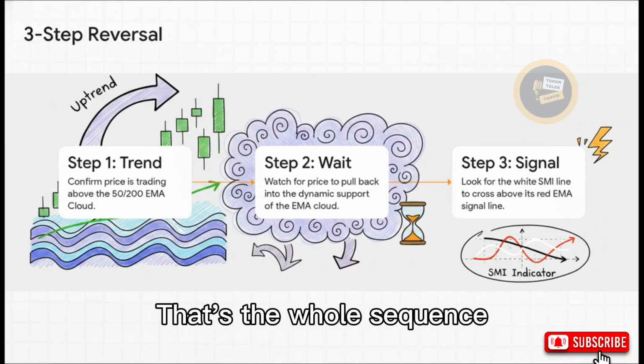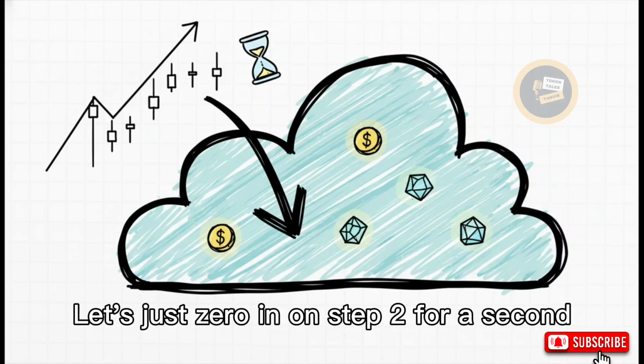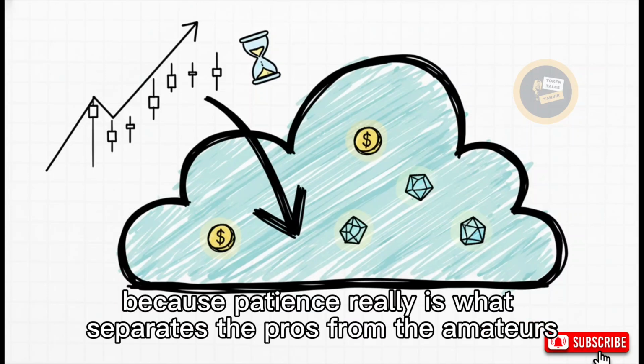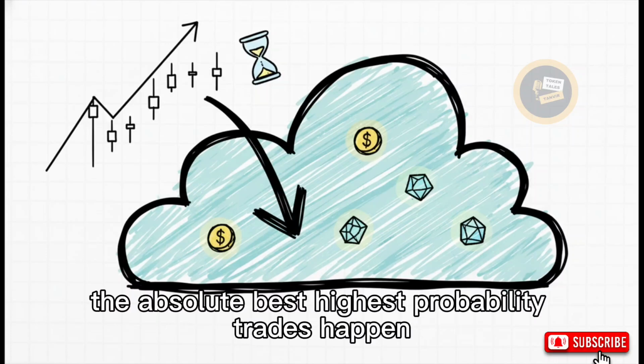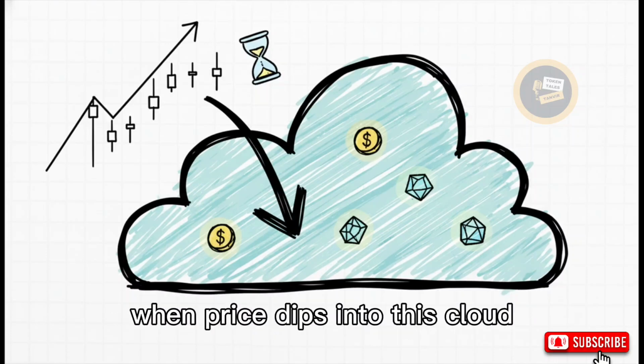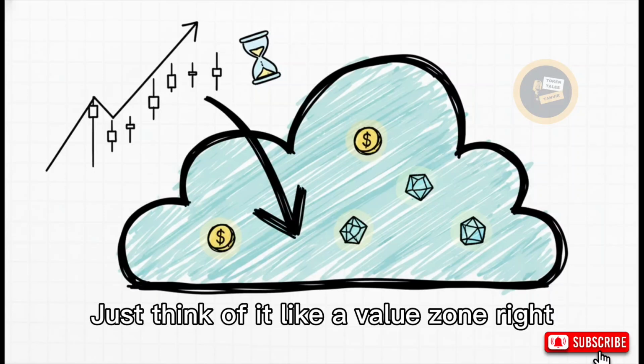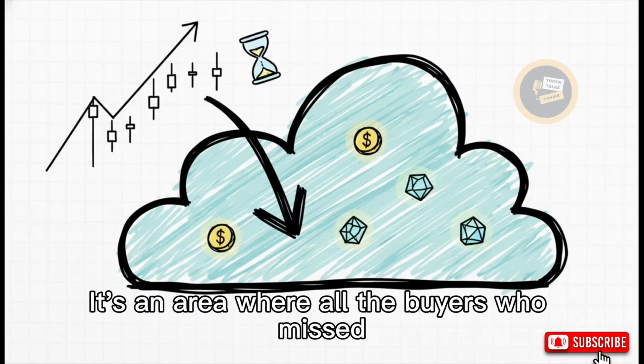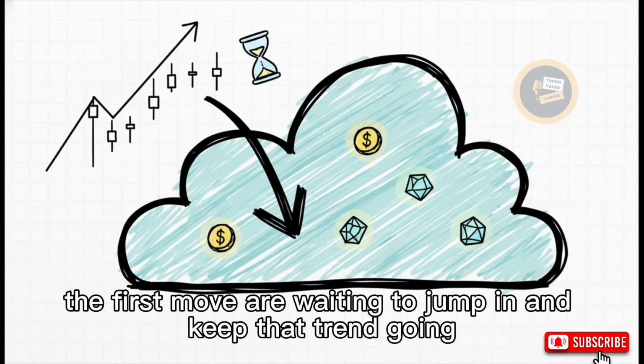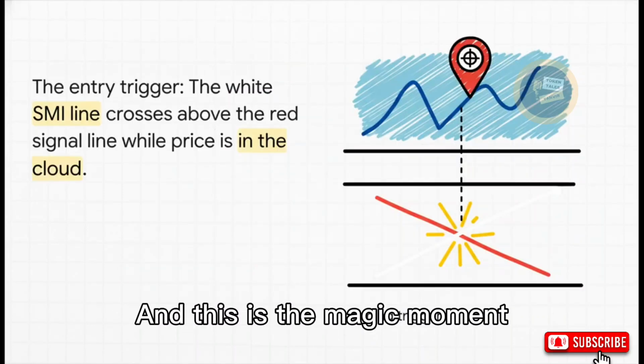That's the whole sequence. Let's just zero in on step 2 for a second, because patience really is what separates the pros from the amateurs. According to this strategy, the absolute best, highest probability trades happen when price dips into this cloud. Just think of it like a value zone, right? It's an area where all the buyers who missed the first move are waiting to jump in and keep that trend going.